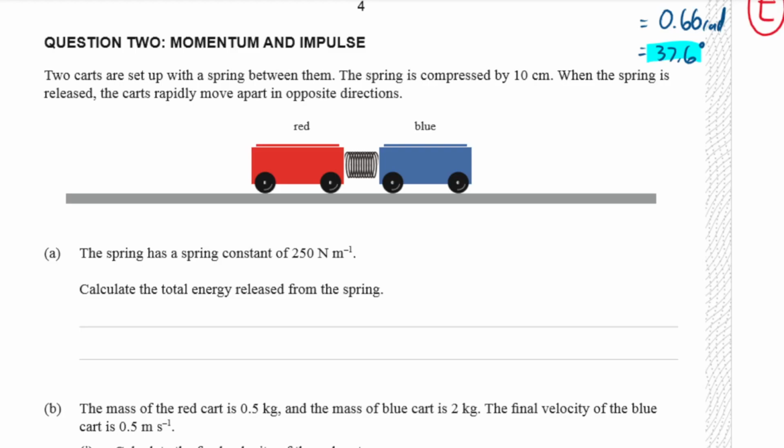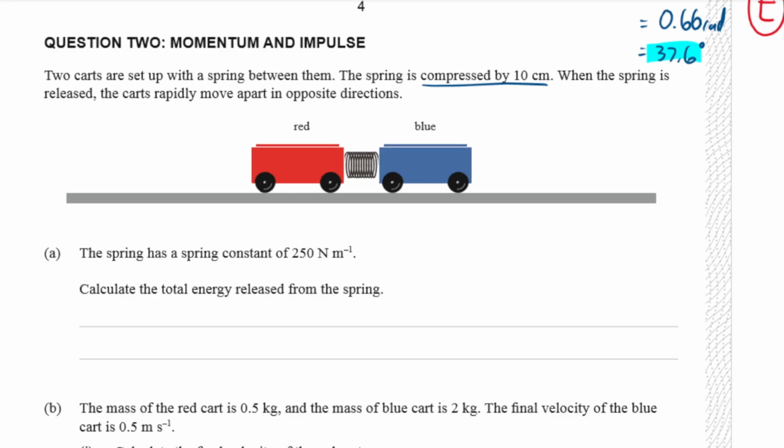Momentum and impulse. So we have two carts with a spring between them. They are compressed, right? They are brought together, which is storing elastic potential energy, and then it is released, right? And that energy then converts into kinetic energy of both of the carts as they spring off of each other, right, and move outwards.